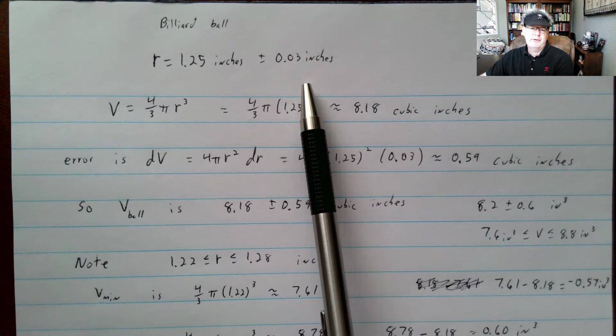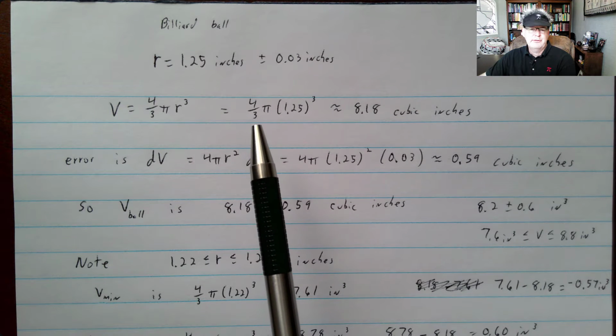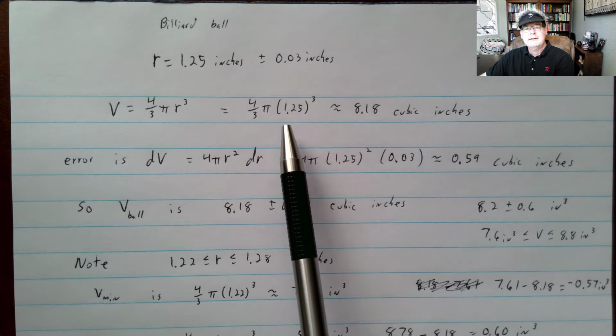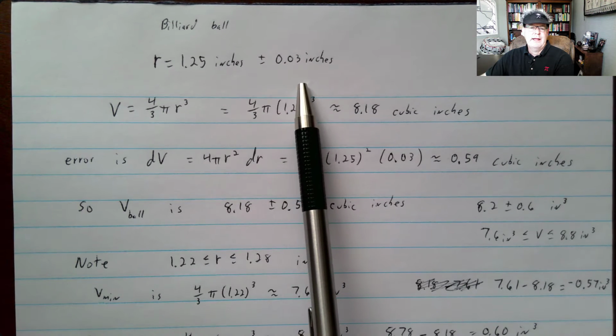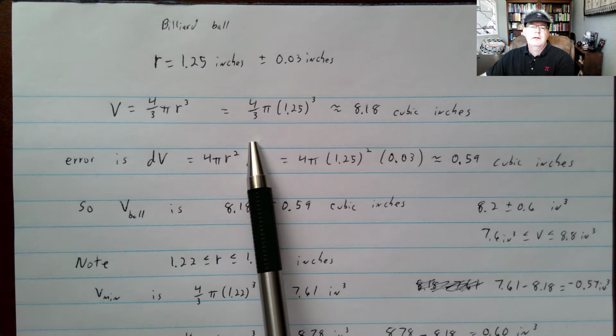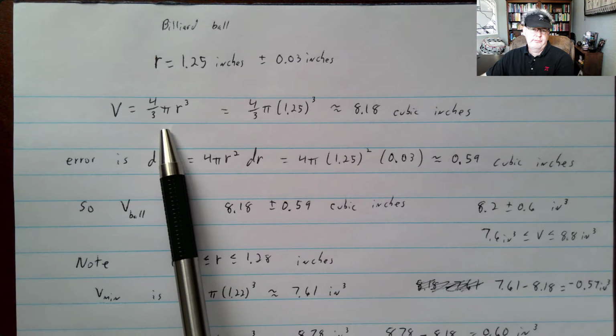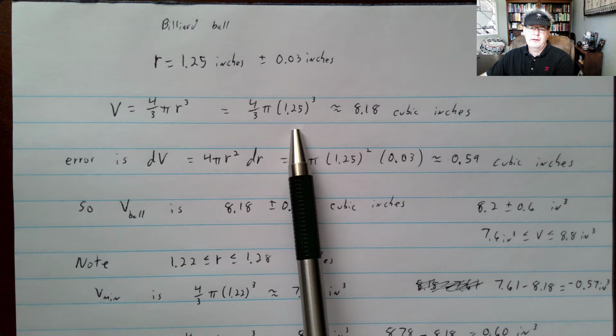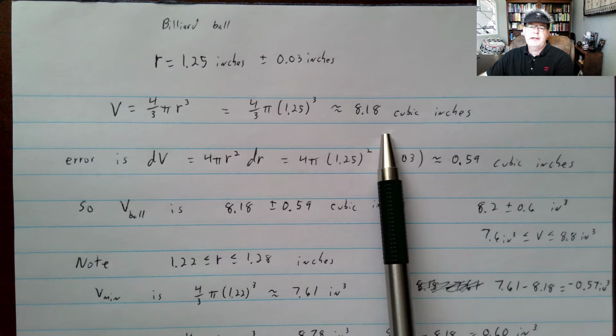And you probably have to actually measure the circumference and then get to the R and uncertainty that way, but I'll do it as if we already have this. Well, the volume, if R is 1.25, is 4/3 pi r cubed, so that'd be roughly 8.18 cubic inches.